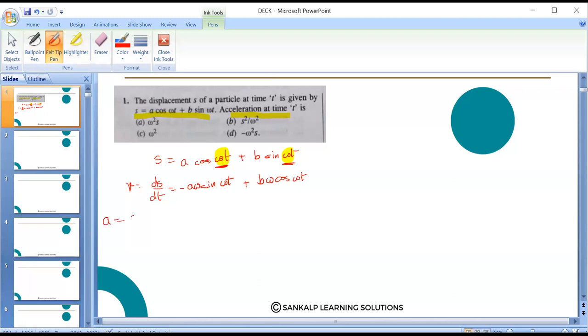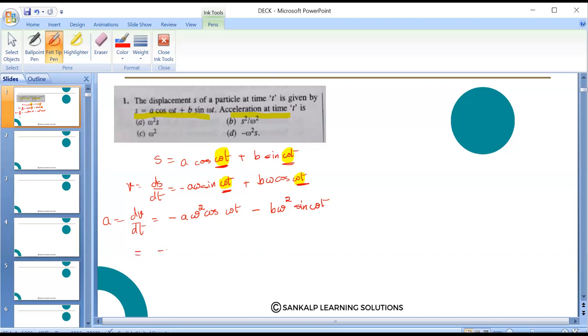But acceleration is the derivative of velocity. So minus a omega is a constant. Derivative of sine using chain rule is cos omega t, but derivative of omega t is omega. So it will become omega squared. Then b omega is a constant. Derivative of cos using chain rule is minus sine omega t. Derivative of omega t is omega, so you have to multiply by omega. It will become omega squared.